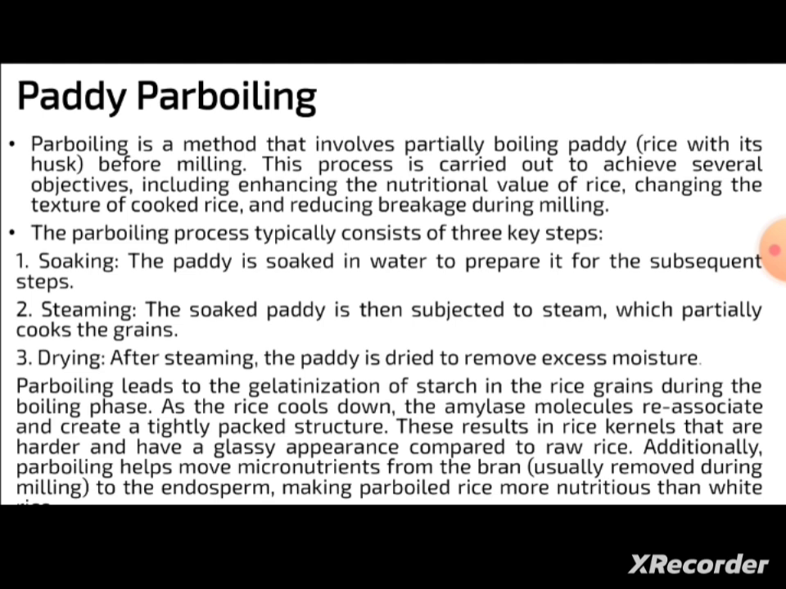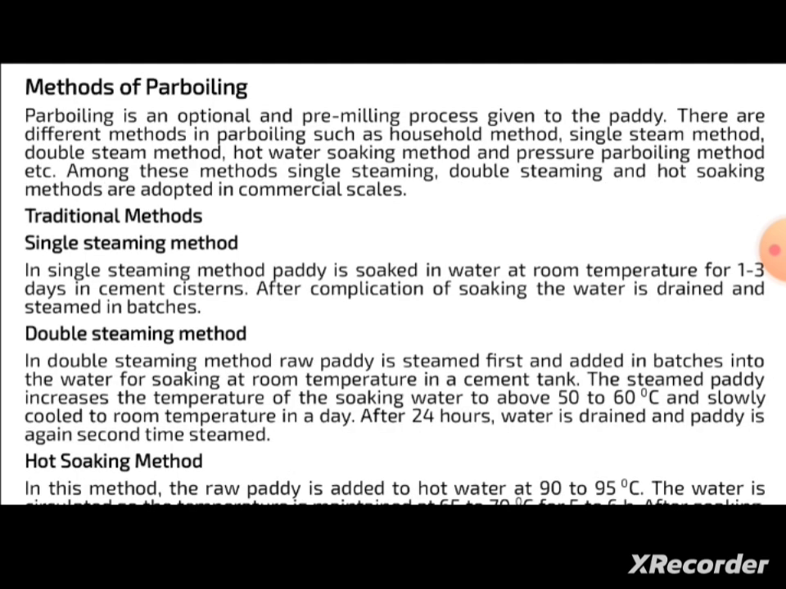So parboiling leads to gelatinization of starch in the rice grains during the parboiling phase. As the rice cools down, the amylose molecules reassociate and create a tightly packed structure. This results in rice kernels that are harder and have a glassy appearance, so that we have a white rice.